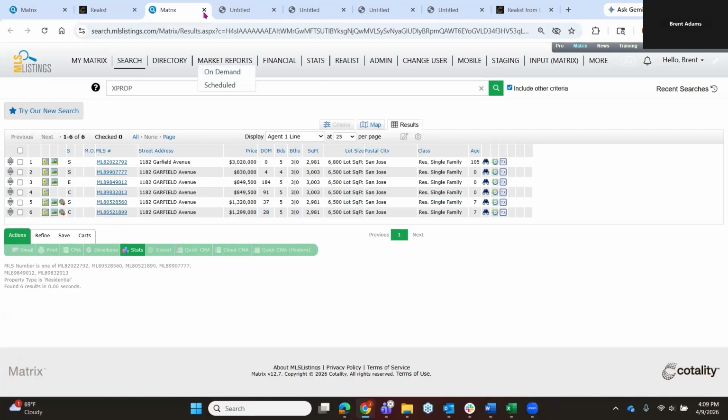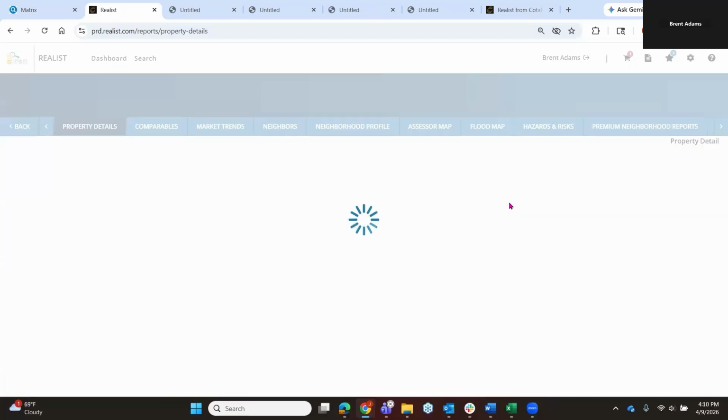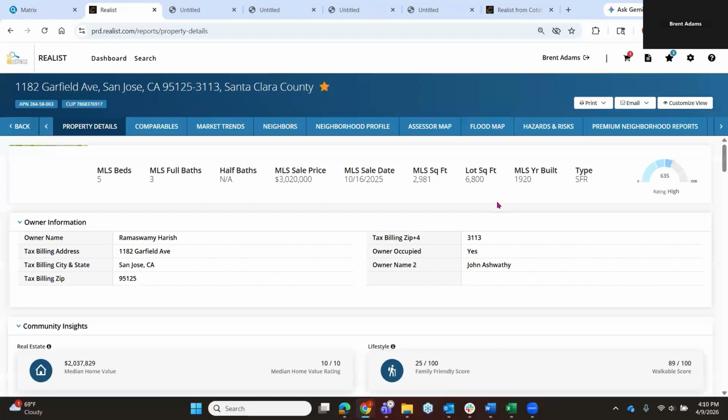So you get the details if you need them back in Matrix, but I'll also show you here in Realist in a property detail report where you can see the basics of this too. A similar link right here, that direct link to MLS, will also take you right back to that property as well. Let's open up a report and see some of the things that are available to you that are going to be not only searchable for other properties, but again, available on this home too.